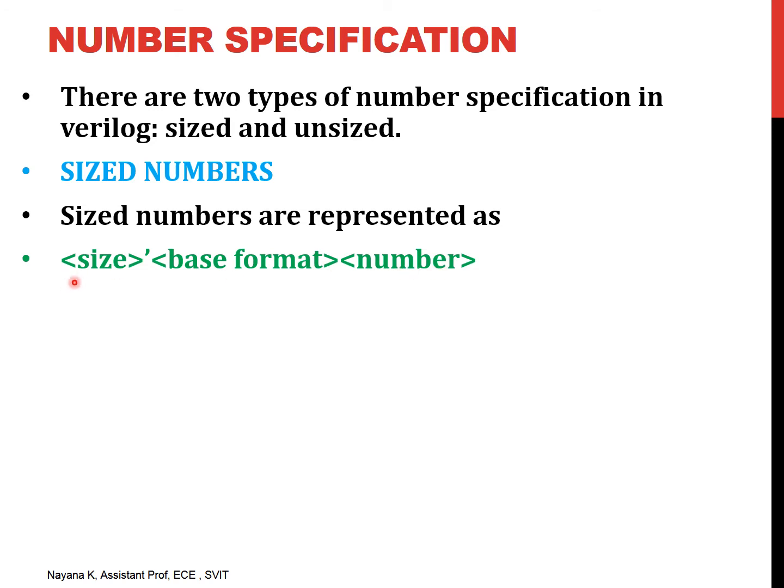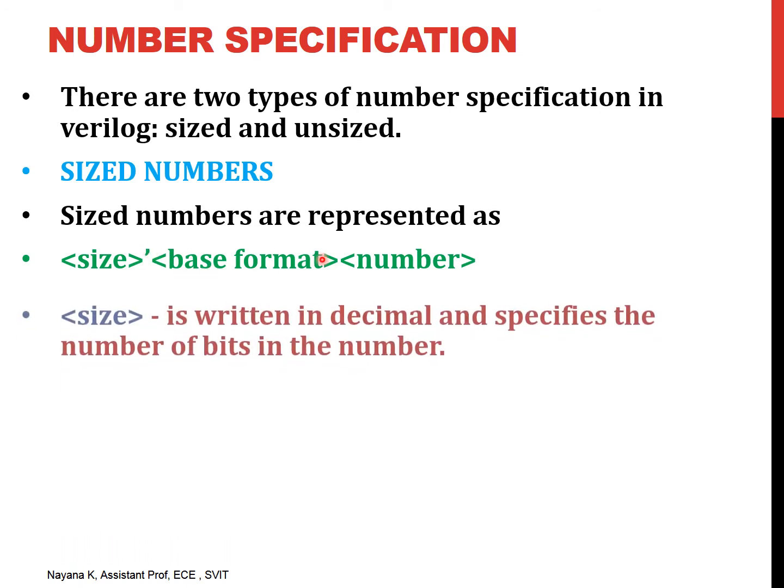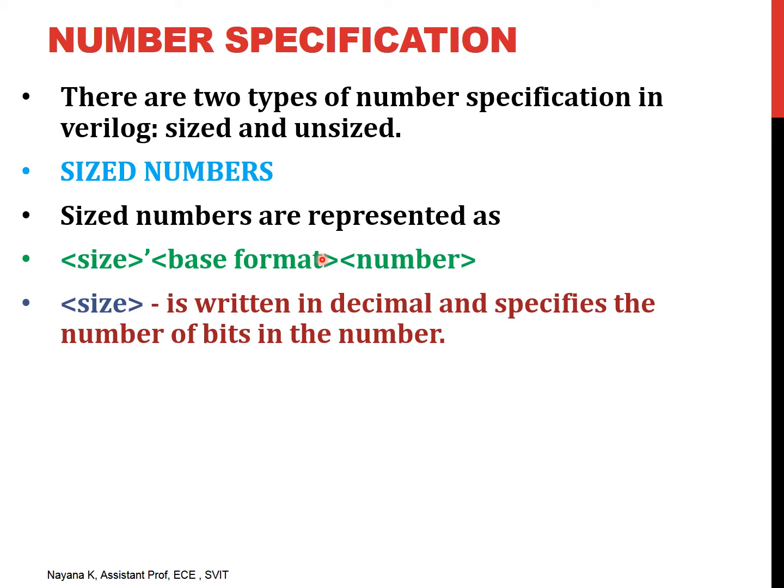The size basically indicates the number of bits. So if it is a 4-bit number, we write 4 here. If it is an 8-bit number, we write 8. If it is a 15-bit number, we write 15. If it is a 64-bit number, we write 64. So size indicates the total number of bits in the given number, followed by the tick operator. Then comes the base format. Size is basically written in decimal and it specifies the number of bits in the number.